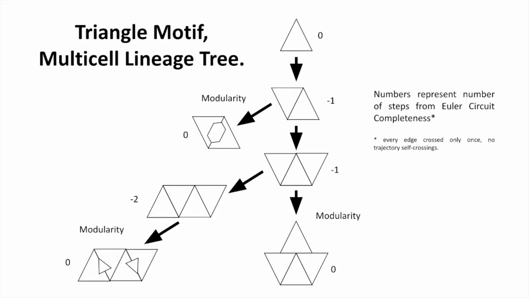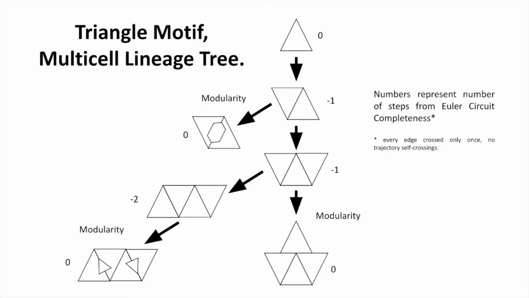So in this case, we're going to build a lineage tree of these multicells. We're going to start with a triangle, and then we're going to add another triangle on the side. So we're going to have a simple replication rule. But we find that simple replication rule yields an incomplete Euler path. So now we have a choice.